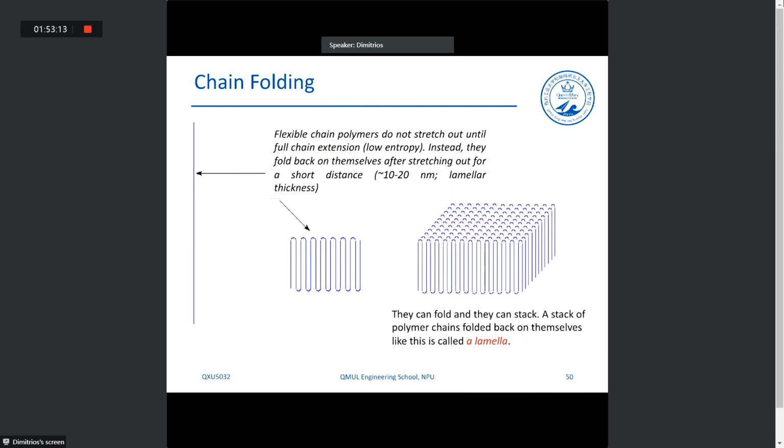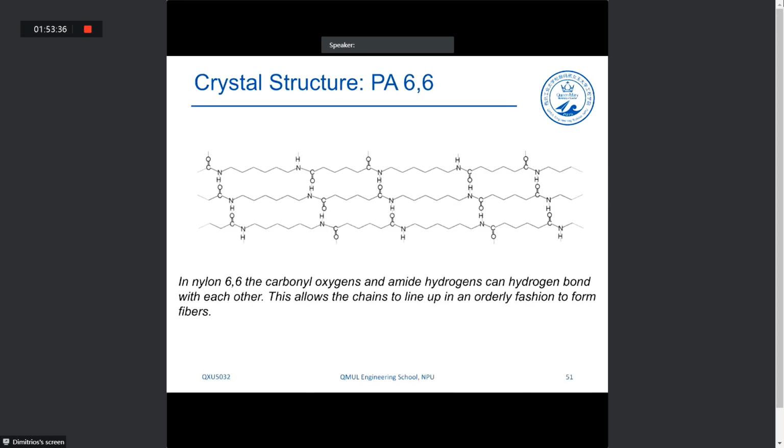Yes, that's what we were saying. Flexible chain polymers do not stretch out until full extension. Instead, they fold back on themselves after stretching. Okay, even if we stretch them sometimes. If we do not induce a permanent deformation, after stretching, they will form this structure. And of course, as you can realize, different types of polymers with different types of chains have different characteristics in terms of stretching them.